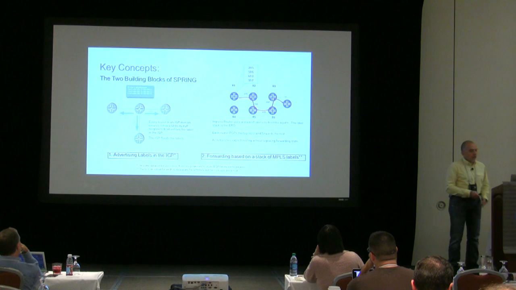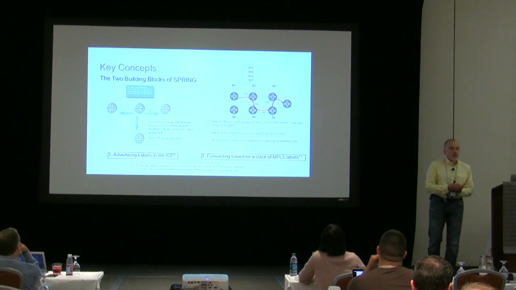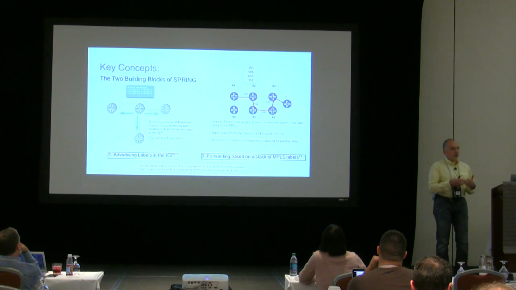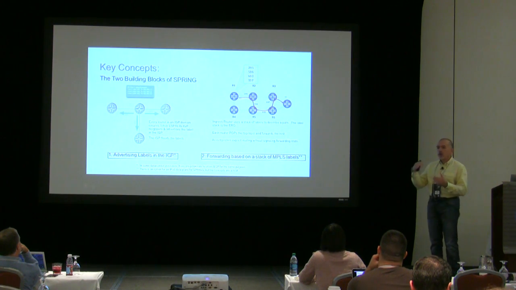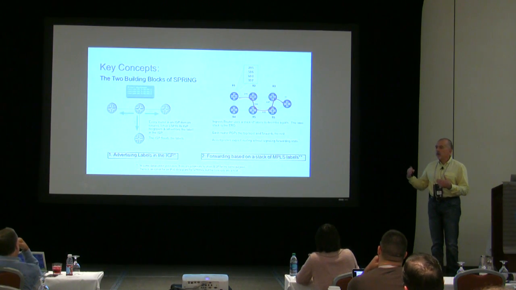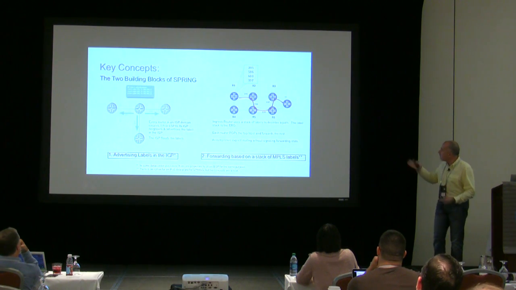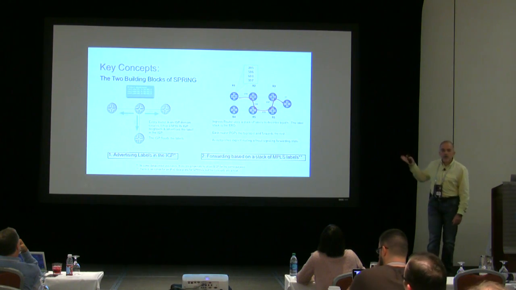So that's easy. And once that's done, every Ingress router has the capability of simply constructing a packet with a header that describes the sequence of links that I want to traverse to get to the destination. So in this case, R1 wants to go through R7, and it's going to use that sequence of labels.